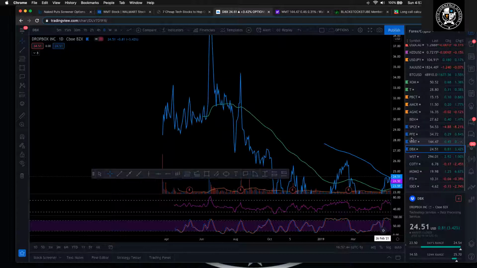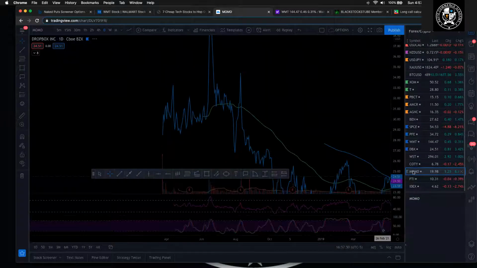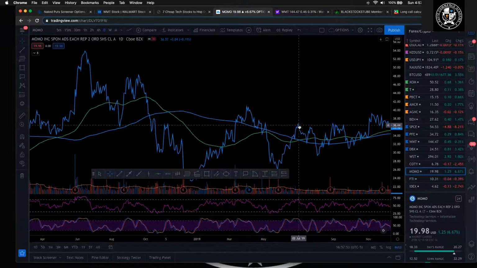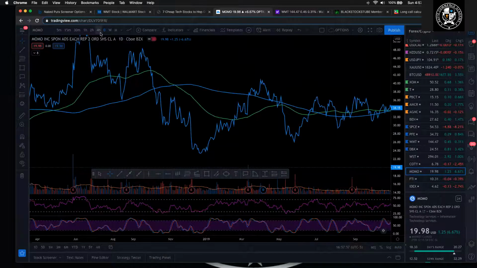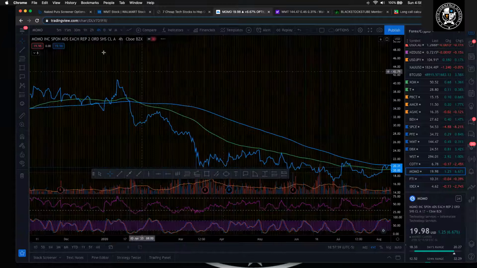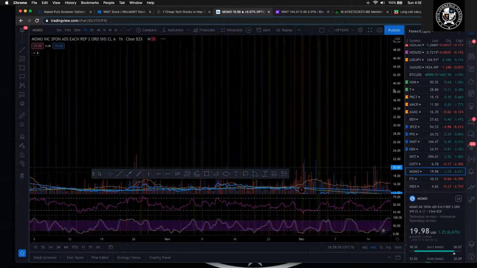Let's see what else. What else were we looking at? I think I pulled up Momo the other day. Pulled up Momo. Let's see if Fibonacci. Now this is the daily. Obviously, we're on the daily chart, but you don't have to use the daily. It works on the 4 hour. It works on the 1 hour. It works on the 2 hour. It pretty much works on every time frame.